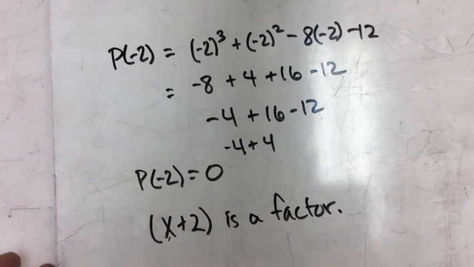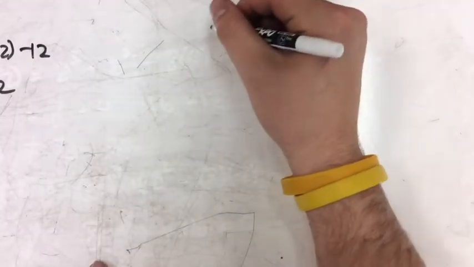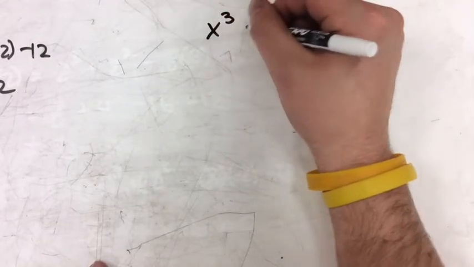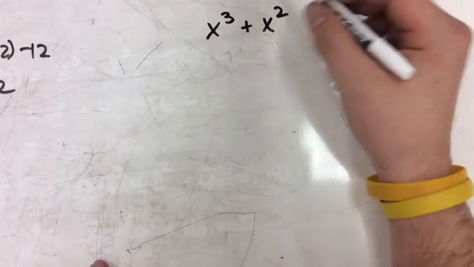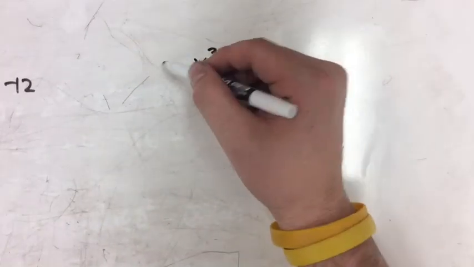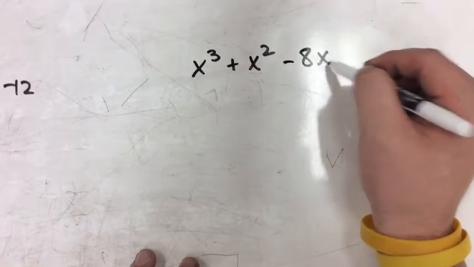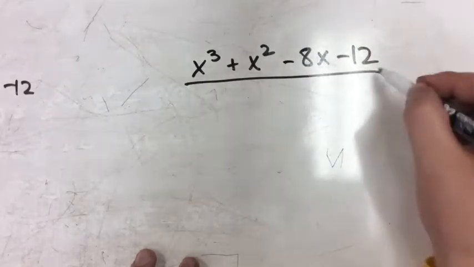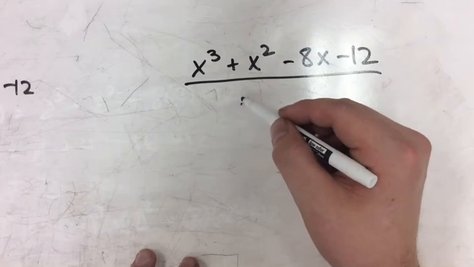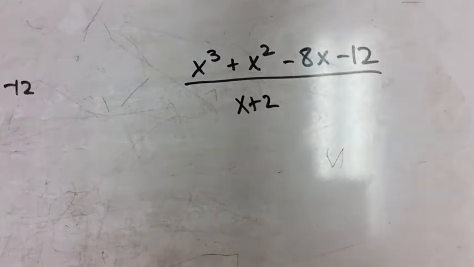Once we establish that x plus 2 is a factor, what we do is we complete this division. So we say the original polynomial, x cubed plus x squared minus 8x minus 12, divided by our factor, which is x plus 2.